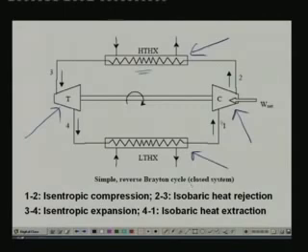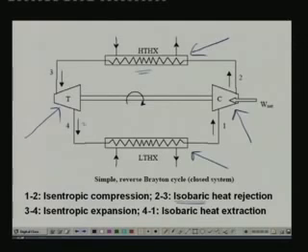Okay. So, the air or working fluid gets compressed isentropically in the compressor. So, it is isentropic compression. And process 2 to 3 is isobaric heat rejection. This was isothermal heat rejection in case of Carnot cycle, but the isothermal process is replaced by an isobaric process in Brayton cycle. Okay, so process 2 to 3 is isobaric heat rejection.